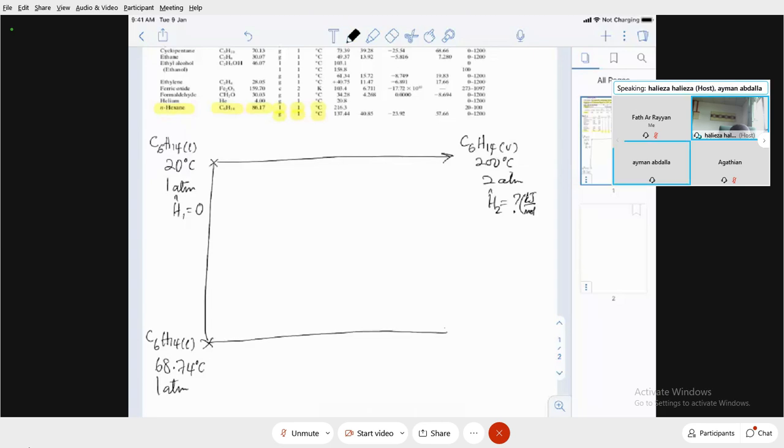Okay, change phase, same temperature. Not same phase, vapor. Now it's vapor. It's the same temperature, 68.74 degrees C and 1 atm. Still the same. Okay, now let's jot this down.